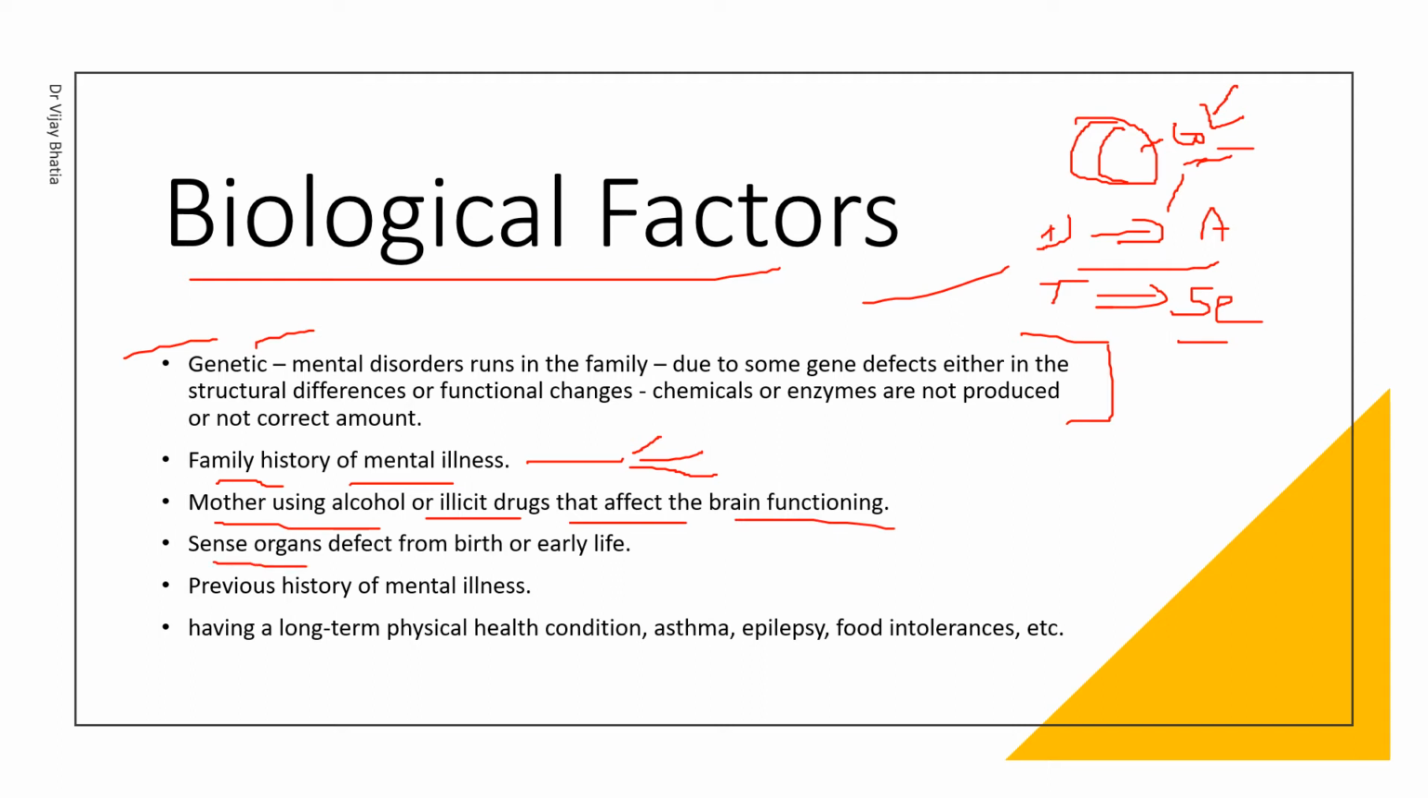If the sense organs are defective from birth and the person is not able to grow up normally, their perception and other things might be different from other people. There might be a previous history of mental illness. Somebody who has suffered depression in the past is much more likely to have another episode of depression, and the same applies to schizophrenia and psychosis.